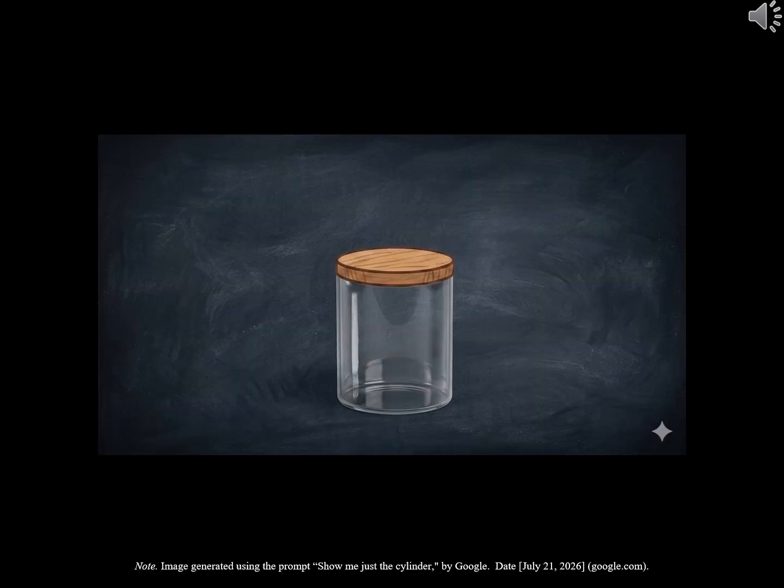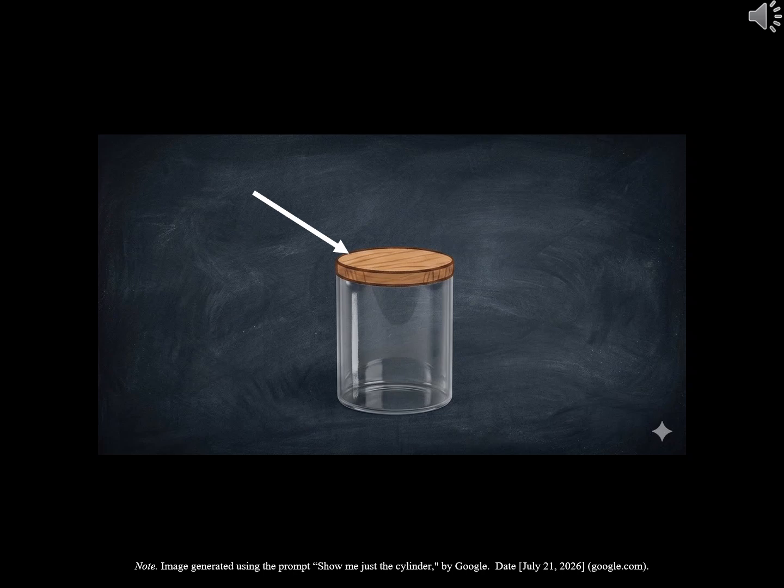We're going to talk about how to find the volume of a cylinder. Volume is a 3D quantity that tells us how much space a 3D object occupies. A cylinder is a 3D shape with two circular bases of the same size that are parallel to each other. They are connected by a curved surface.